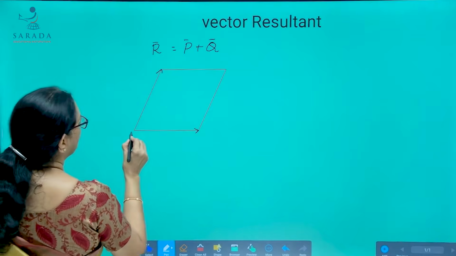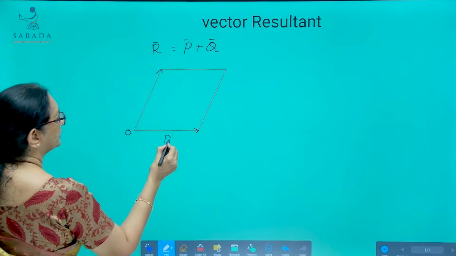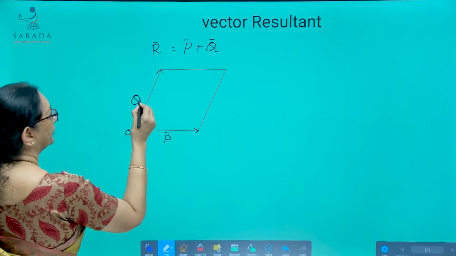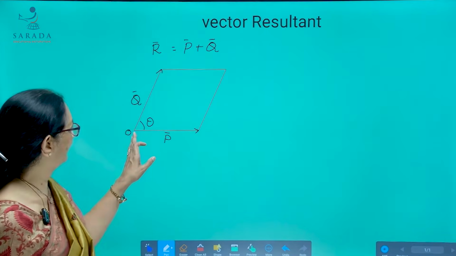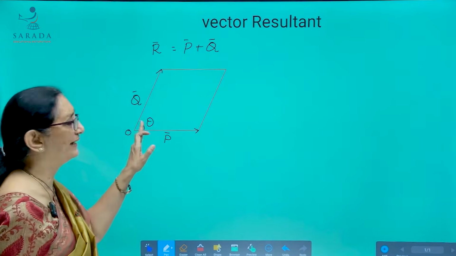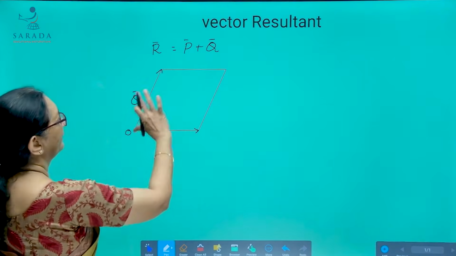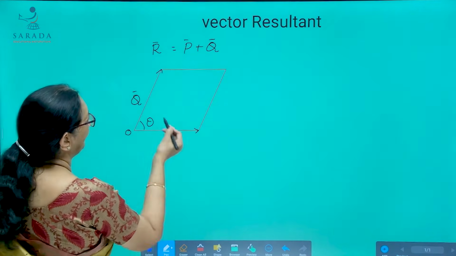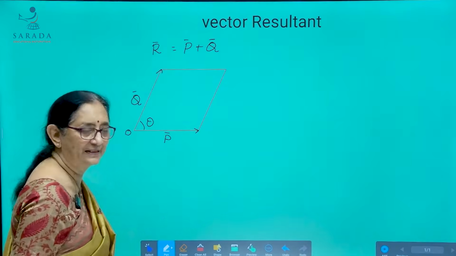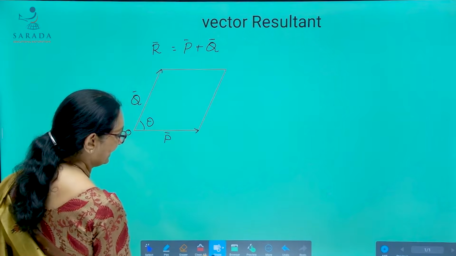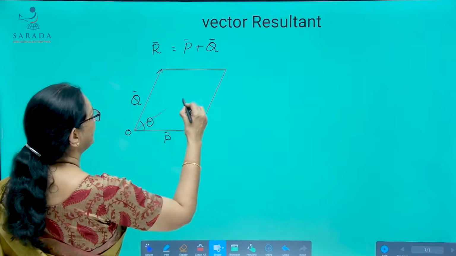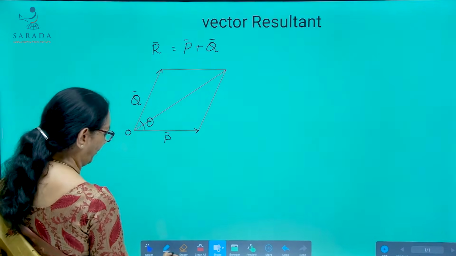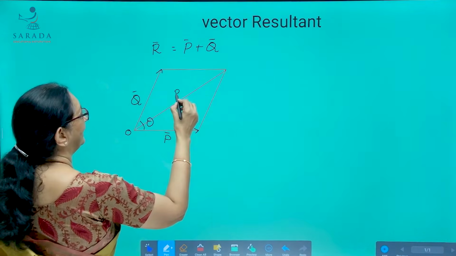See here, suppose this is a point on which two vectors P bar and Q bar are simultaneously acting at an angle theta. So, we have completed a parallelogram with P bar and Q bar as the adjacent sides of the parallelogram. Then the diagonal drawn from the same point represents their resultant both in magnitude and direction.